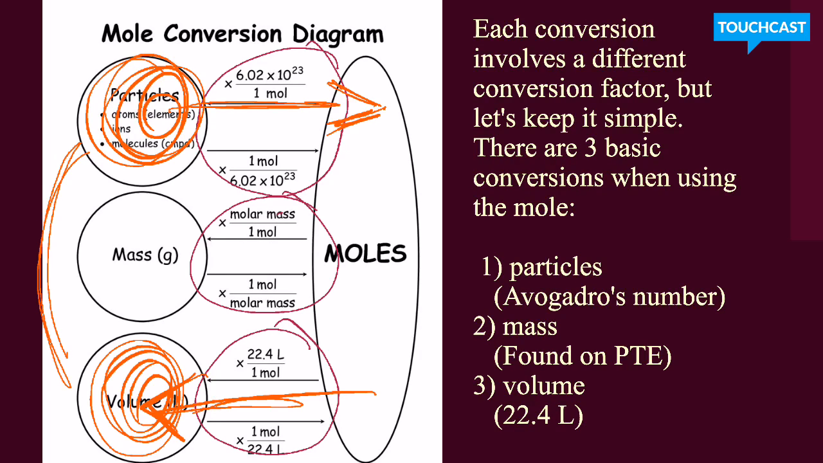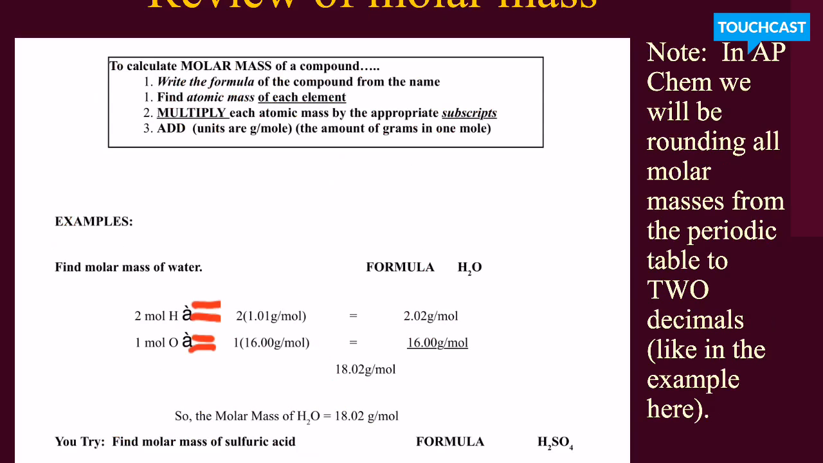I want you to know 3 conversion factors. You need to use Avogadro's number sometimes. You need to use molar mass, which you can find on the periodic table. And you need to use molar volume, which is 22.4 liters. All right, let's take a look at some examples here.